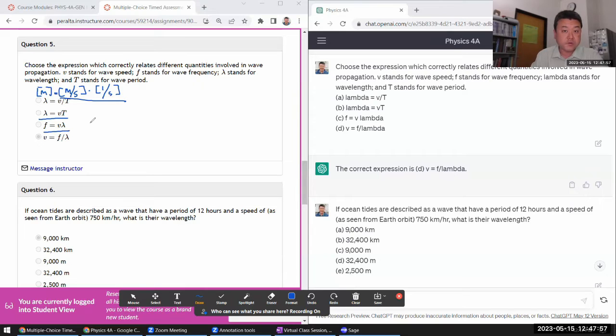Now, third choice, when you look at it, the left-hand side is 1 over second, or hertz. Right-hand side is meters per second times meter. This doesn't result in the same dimensions as this. And same deal with this. When you have meters per second equal to 1 over second times reciprocal, so that would be second per meter. The units here don't match.